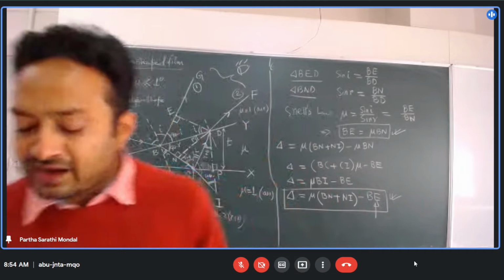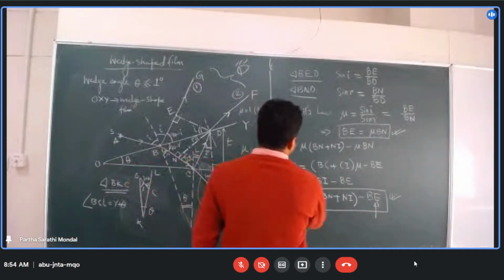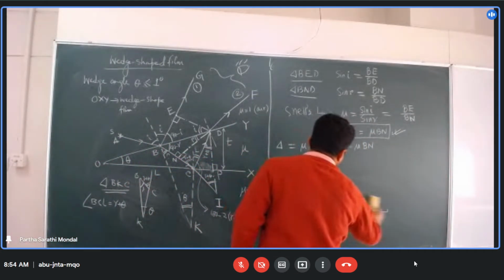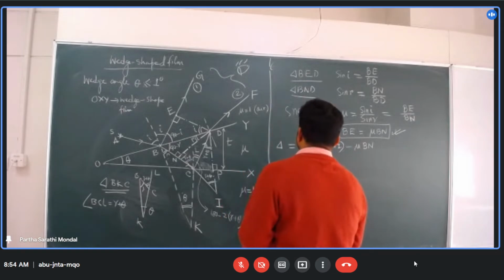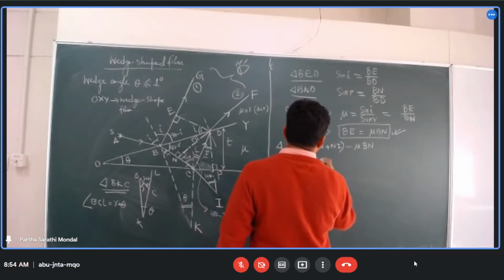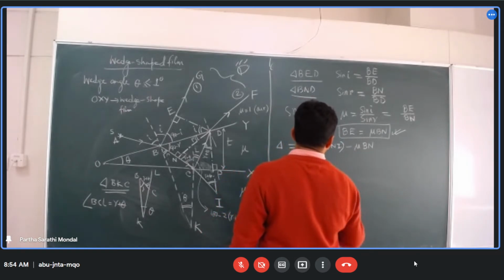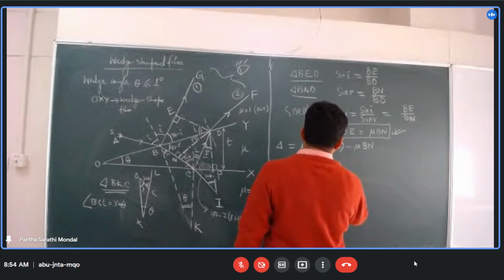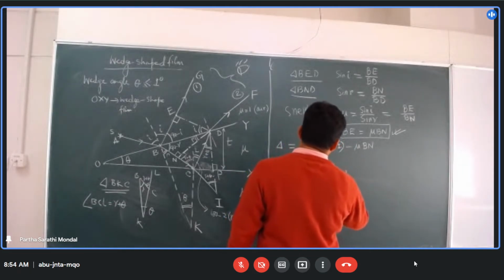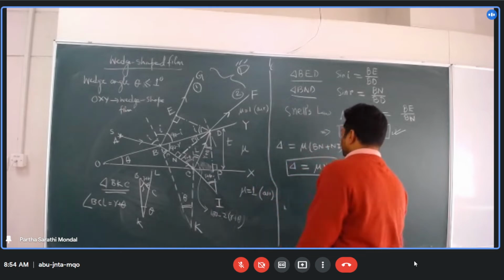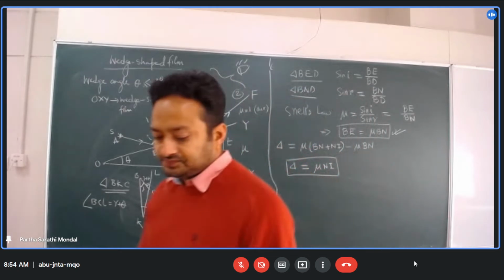If you do this, you will have a very beautiful expression for the path difference. So your path difference delta will become mu into NI. That's all. So this is the path difference between 1 and 2.